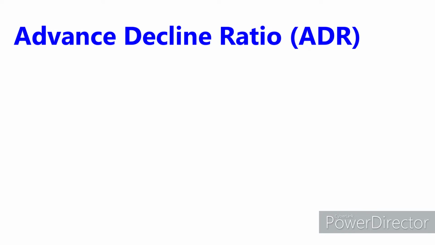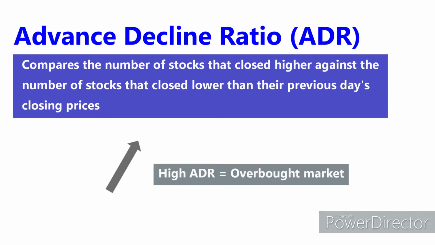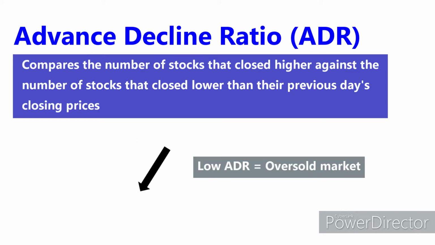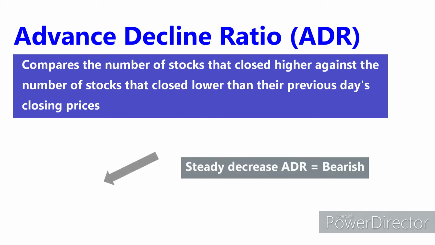Next is the Advanced Decline Ratio, or ADR. This indicator compares the number of stocks that closed higher against the number of stocks that closed lower than their previous day's closing prices. It can be used to reveal whether a stock is overbought or oversold. If the ADR chart is steep and high, it is overbought. If it's steep and low, it is oversold. A steady increase generally results in bullish trends, whereas a steady decrease mostly will result in bearish trends. This chart is not usually used primarily, but can be used as a complement to mostly all types of indicators.